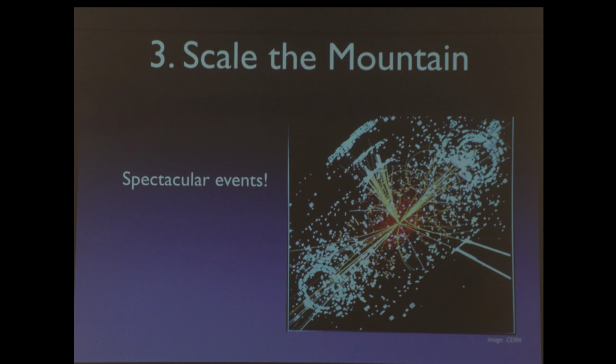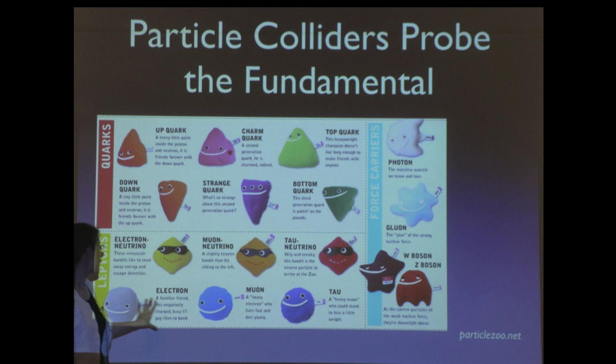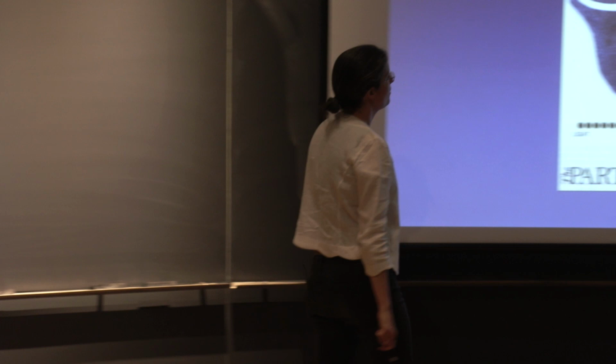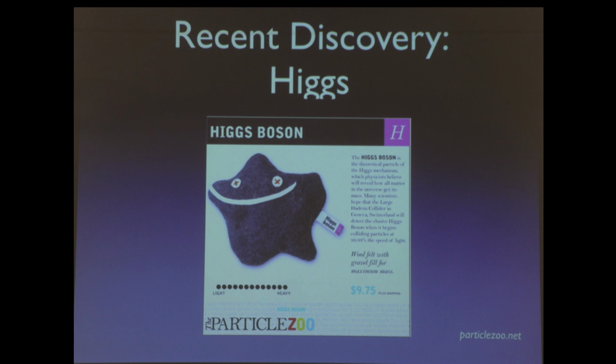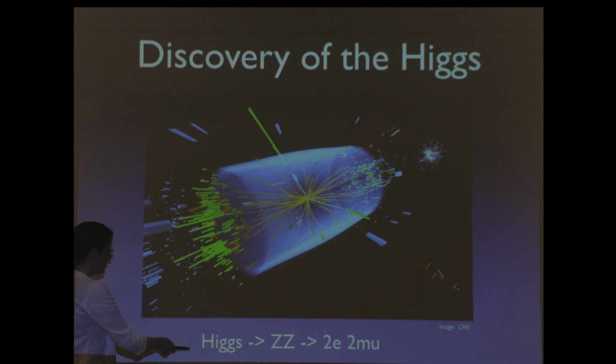Well, most of the time what comes back is ordinary standard model particles. And there are actually these plush toys that you can buy of all the standard model particles. Okay, from the quarks to the neutrinos to the leptons, including the electron, the forces, the photon, the gluon, the W and Z bosons. And then the thing that was discovered a little more than 5 years ago now was the Higgs boson, which was the last missing piece in the standard model of particle physics. And it was discovered by these very messy events. So you had an interaction point, and we created a Higgs in this process, which then decayed to two known force carriers.